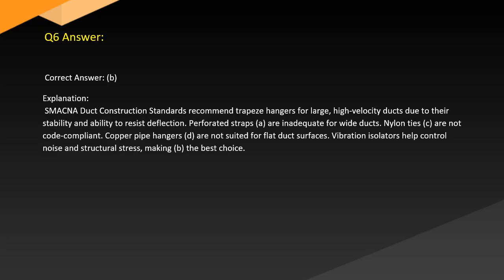Answer. Correct answer: B. Explanation. SMACNA duct construction standards recommend trapeze hangers for large, high-velocity ducts due to their stability and ability to resist deflection. Perforated straps, A, are inadequate for wide ducts. Nylon ties, C, are not code compliant. Copper pipe hangers, D, are not suited for flat duct surfaces. Vibration isolators help control noise and structural stress, making B the best choice.